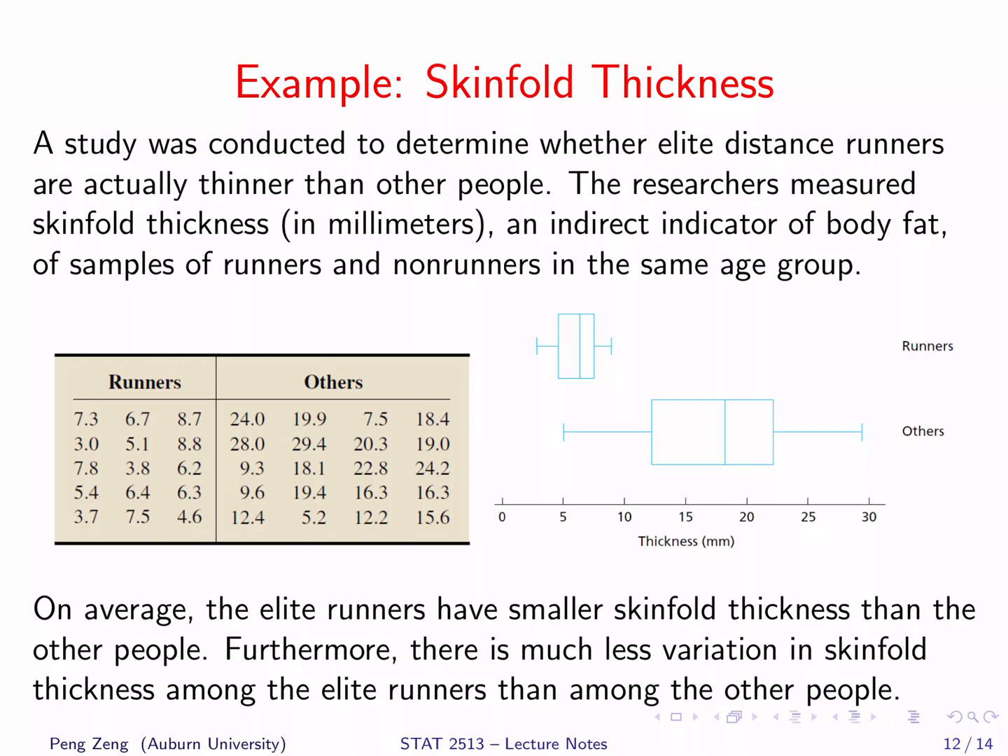The width of the box is the interquartile range. The width of the box for runners is much smaller than that of others, which indicates that the variation of the skin fold thickness in runners is also smaller than that of others.